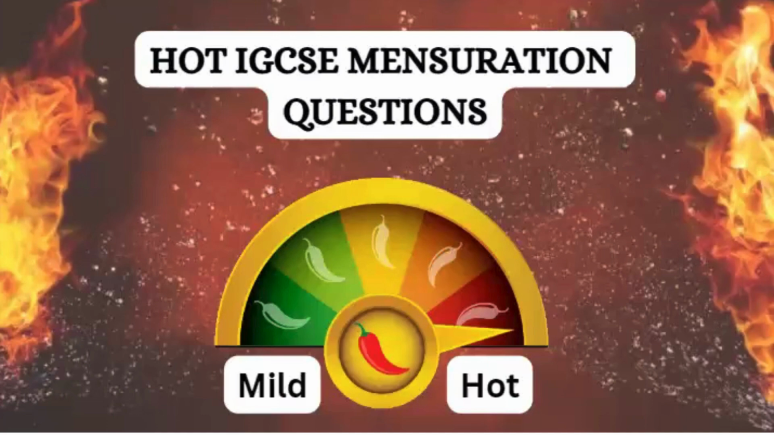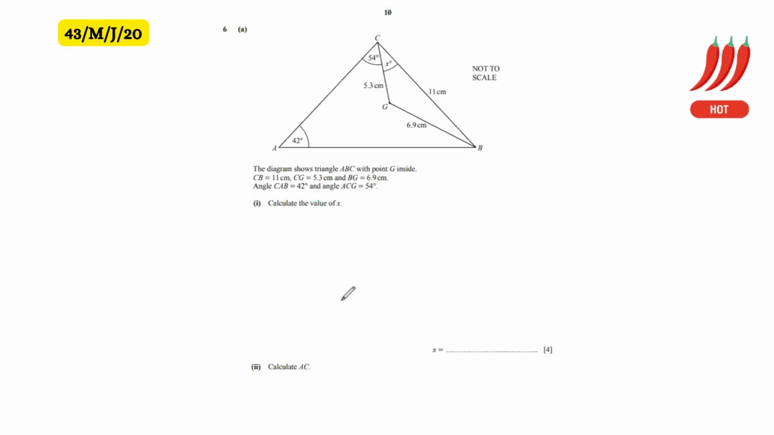So let's start with the hot questions now. This question says the diagram shows a triangle ABC with point G inside. CB is 11 centimeters, CG is 5.3 centimeters, and BG is 6.9 centimeters. Angle CAB is 42 degrees and angle ACG is 54 degrees. We have to calculate the value of x.